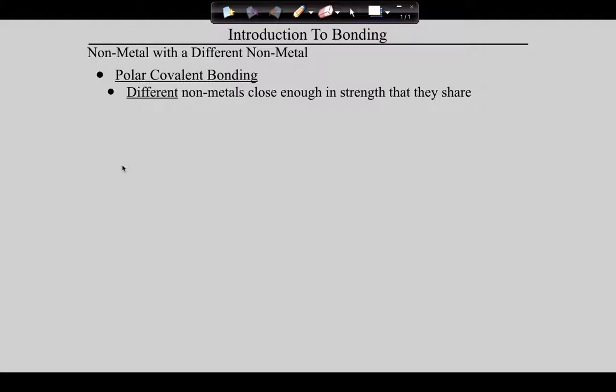Or are they going to share? Yeah, because neither one's strong enough to win. But they aren't going to share equally. They are going to share unequally. And guys, this creates something called dipoles.